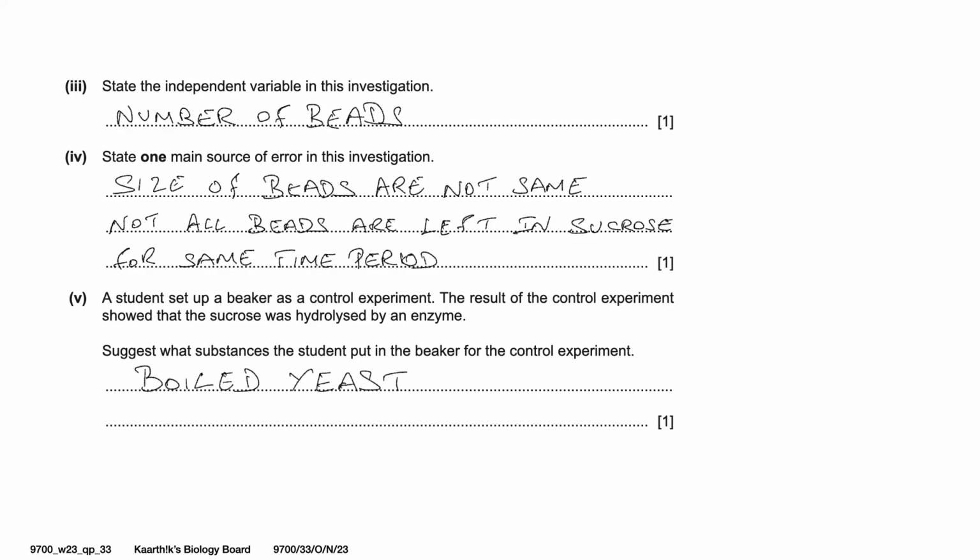So the control experiment should use boiled yeast. If yeast is there, hydrolysis takes place and sucrose will be converted to reducing sugar. But if you add water, we cannot confirm that yeast is the main reason for converting this sucrose to reducing sugar. So we need to add boiled yeast, which tells us clearly that dead yeast cells do not convert any sucrose to reducing sugar. So boiled yeast is the answer.